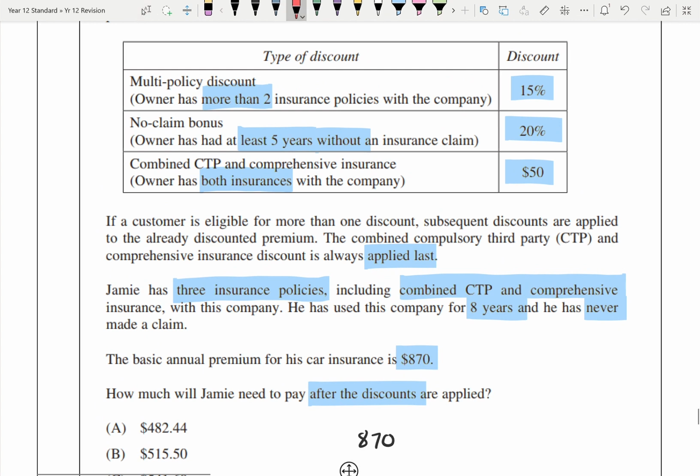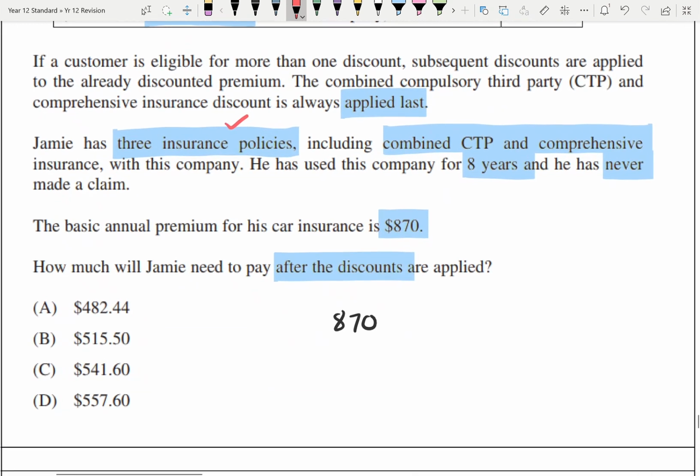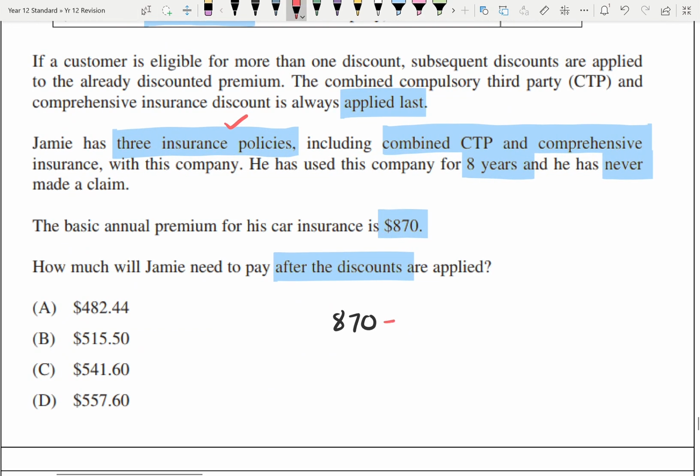So the first one, does he have more than 2 insurance policies with the company? Yes, he has 3. So he's going to get that 15% discount. So I'm just going to work through it straight away and say we're going to have $870, take away 15%. That should give you $739.5.